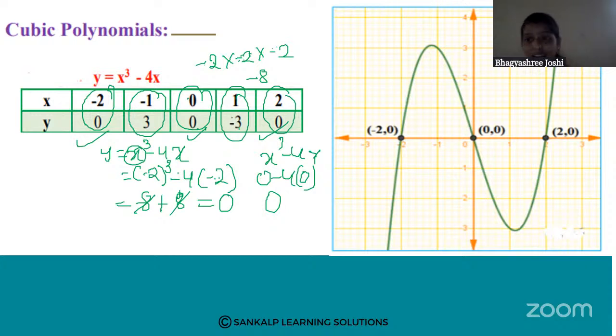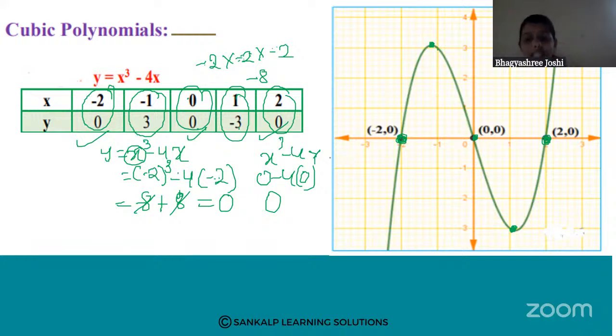Let us plot this on a graph. How will your graph look? It will come like this, right? So minus 2, 0, where will it come? It will come here. Minus 1, 3, 0, 0, 1, minus 3. So here 2, 0, it is here. Next, if you join them, you will get such a type of graph.